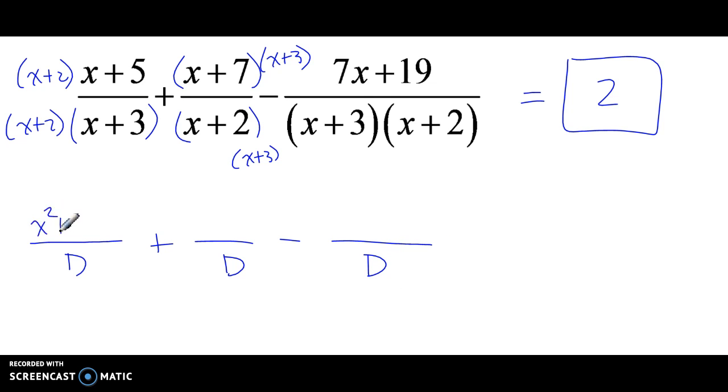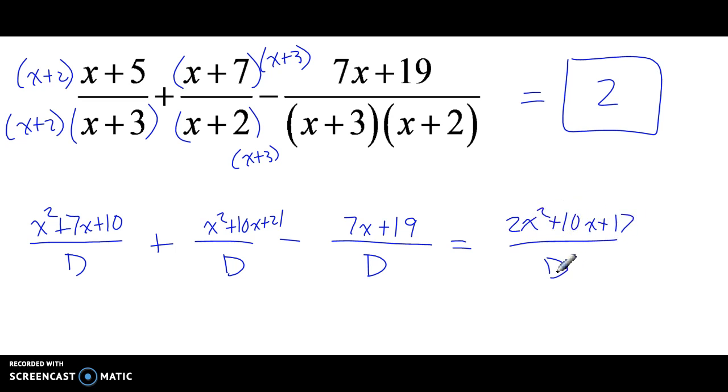This numerator will be x squared plus 7x plus 10. This numerator will be x squared plus 10x plus 21. And when you combine all those numerators together, you get 2x squared plus 10x plus 12, which factors and reduces into 2.